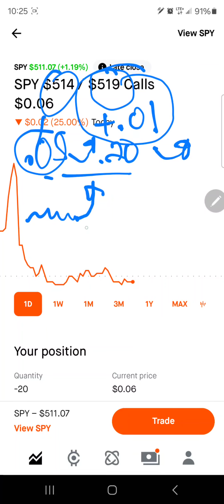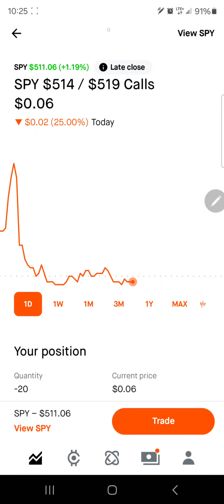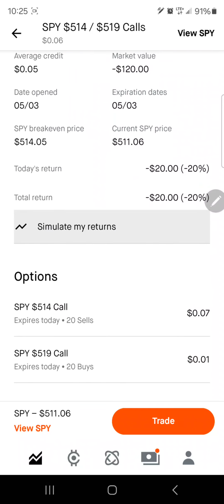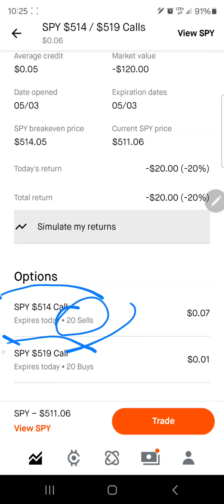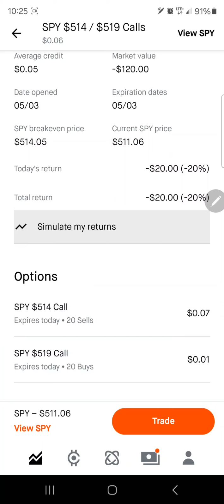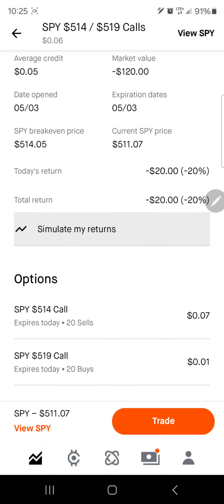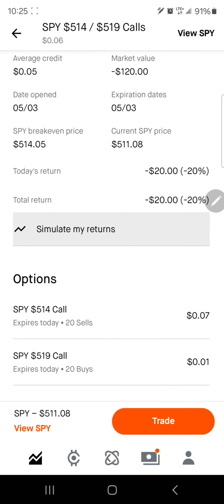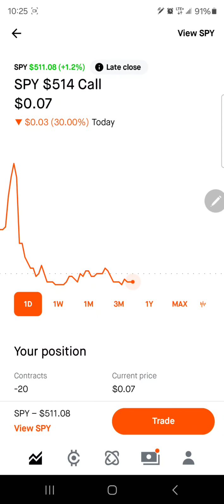So if SPY starts going up like this, I'm not really worried about the calls. The calls start making money potentially. What I'm most worried about are these short calls. That 514. I need to get rid of that. So what we're going to do is take a look at this, and right down here, I have the 514 calls. I sold 20 of them and I bought 20 of the 519s. Now I'm not worried about these 519s. I'm going to keep those on. But these 514s, I want to take a look at these.